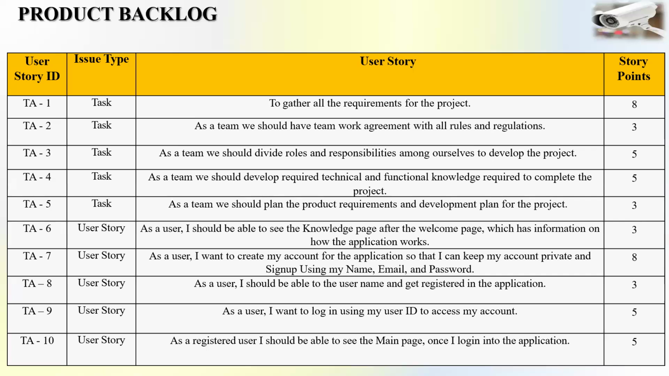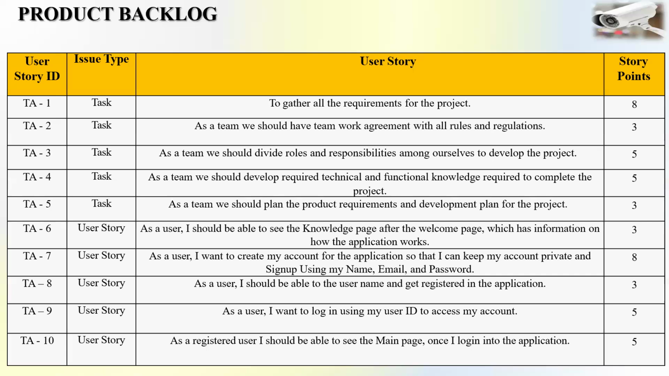And the second user story, as a user, I want to create my account from the application so that I can keep my account private and sign up using my name, email, and password. For that, we have given 8 story points. For the third user story, as a user, I should be able to use the username and get registered to the application. For that, we have given 3 story points. And as a user, I want to log in using my user ID to access my account. For that, I have given 5 story points.